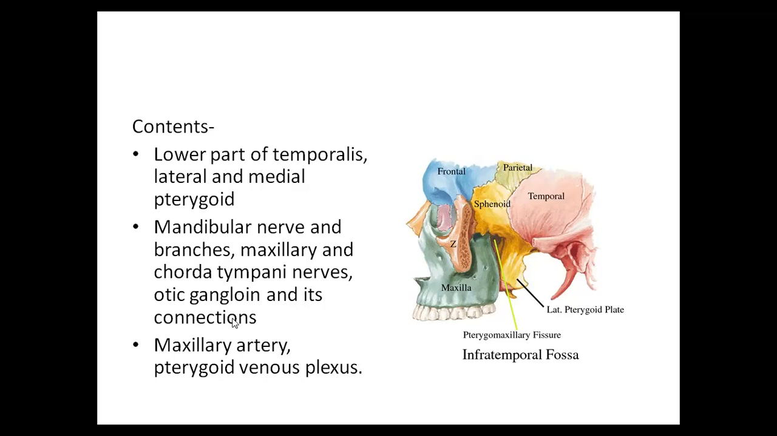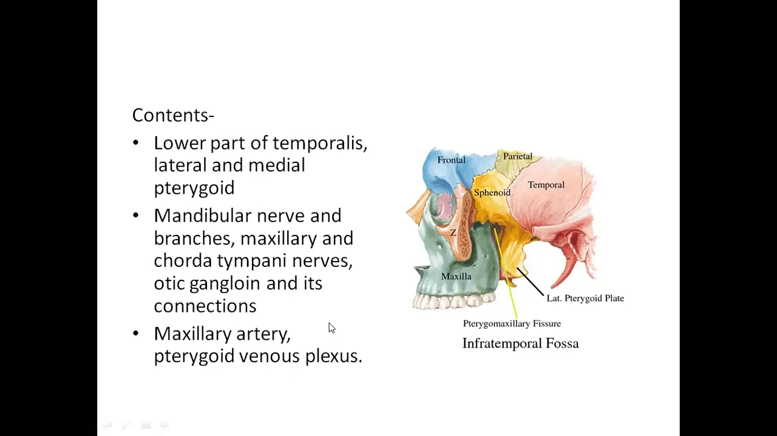Don't worry now. Here in this area we will also come across the maxillary artery, and there is a network of veins in this area which is called the pterygoid venous plexus. Okay, so these are the contents of infratemporal fossa. Whichever is easy, 2 to 3 points, if you can remember, you remember.